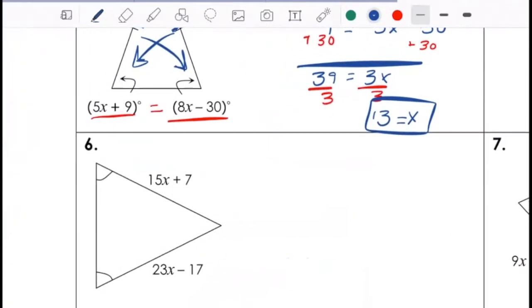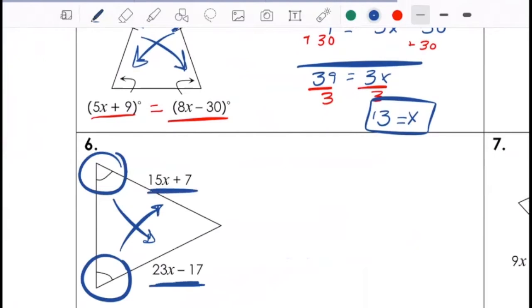Let's take a peek at number 6, because now it's talking about the sides. So these hoops tell me that those two angles are congruent. And our converse says if those base angles are congruent, then the opposite sides must be congruent. So again, we're just going to take the values they gave us and set them equal to one another. So we're going to take 15x plus 7 and make it equal to 23x minus 17.